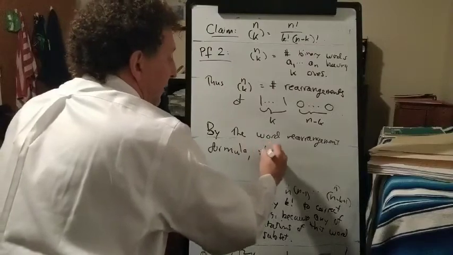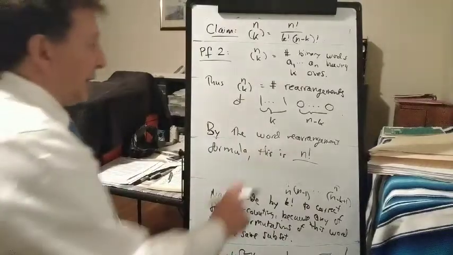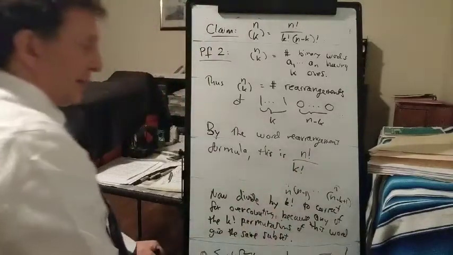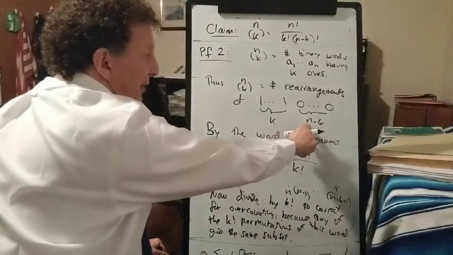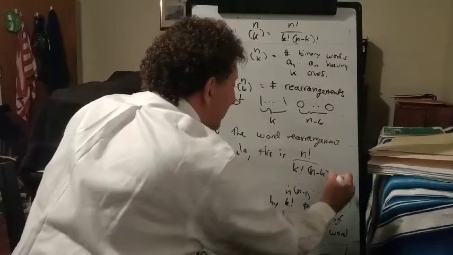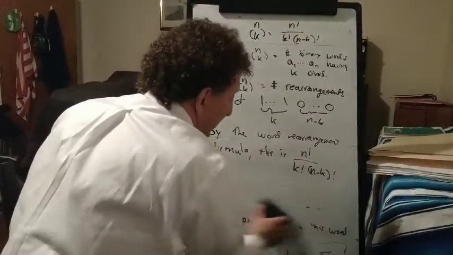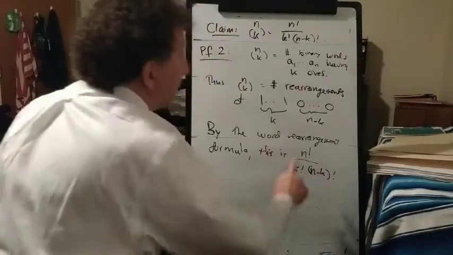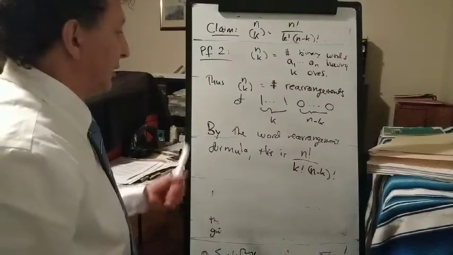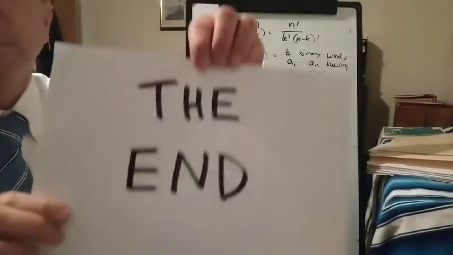formula, this is n factorial ways to rearrange n letters, but there's k factorial permutations of the ones that don't make a difference. So we divide by that overcounting factor. And there's n minus k factorial permutations of the zeros that don't make a difference. So we divide by that overcounting factor as well. And there we have it. Again, we've got exactly the formula that we claimed. N choose k equals n factorial over k factorial n minus k factorial. The end.